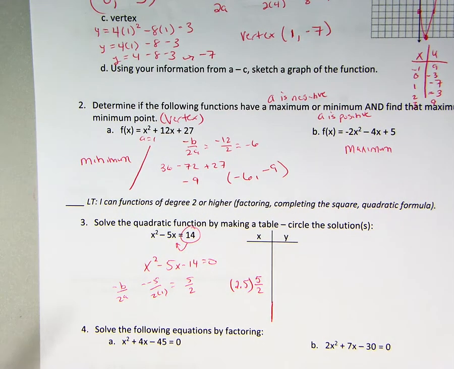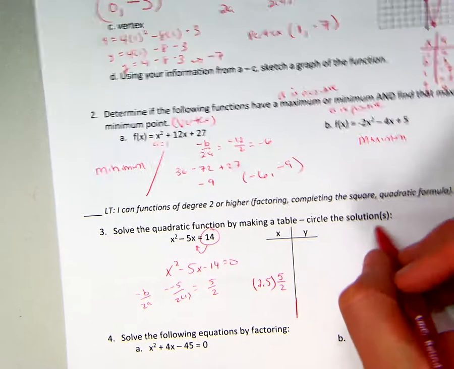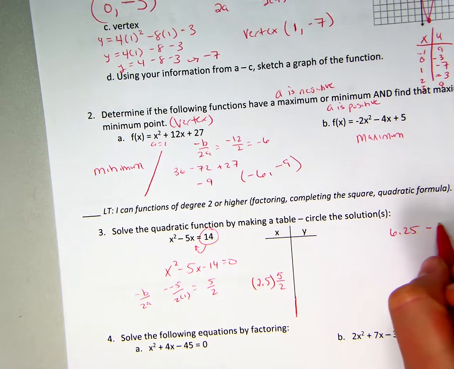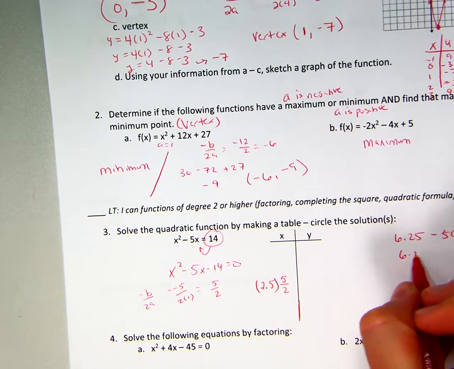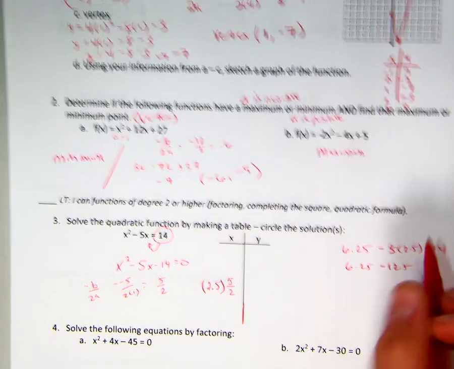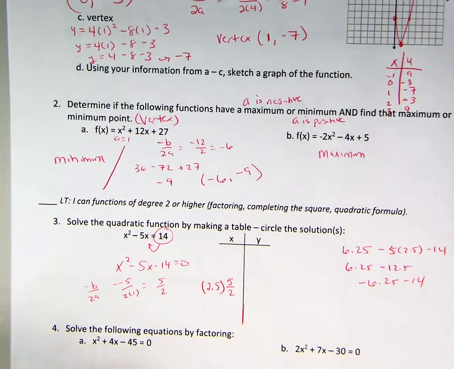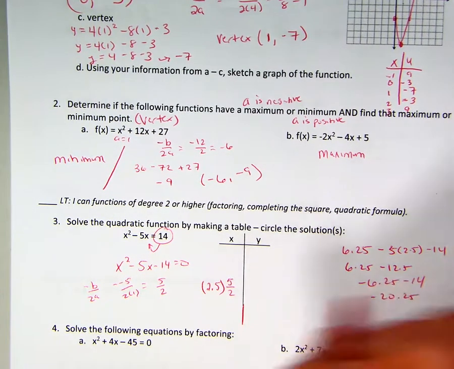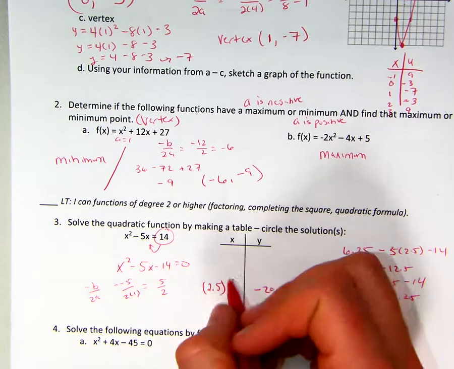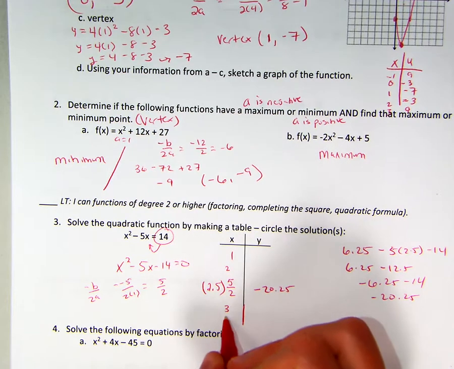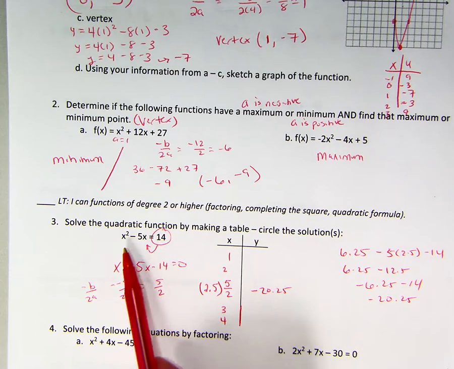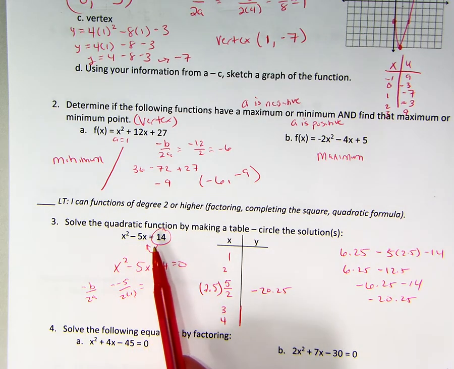We get 2.5 squared, which is 6.25. So you get 6.25 minus 5 times 2.5, which is 12.5, minus 14. So 6.25 minus 12.5 is negative 6.25, minus 14, and you get negative 20.25. The y then is negative 20.25. Let's pick two numbers below, so we choose 2 and 1, two numbers above, 3 and 4. So when I plug 2 into here, I get 4 minus 10, which is negative 6, minus 14 is negative 20.